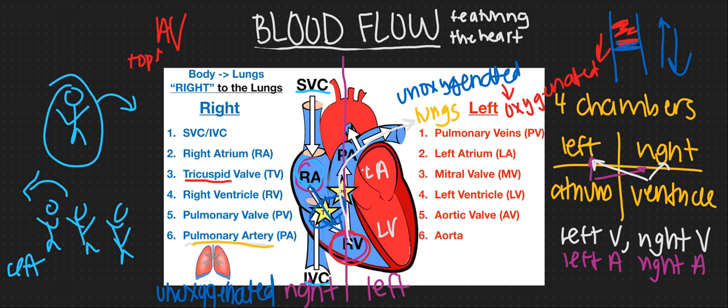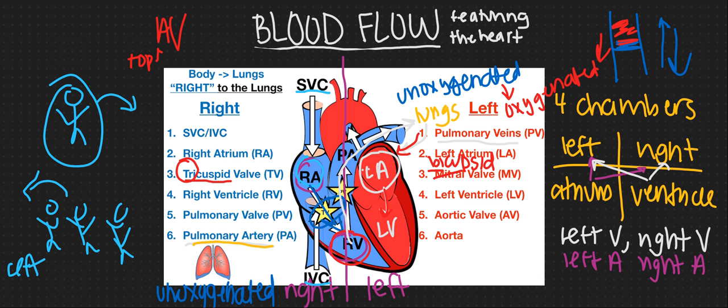This oxygenated blood is going to return to the left atrium through something called the pulmonary vein. So the pulmonary artery brings it to the lung, the pulmonary vein brings it back. And it's going to go to the left atrium here. And through something called the mitral valve, also known as the bicuspid valve. And this might be a little bit easier to remember because the first one was tricuspid, and now we're dealing with the bicuspid.